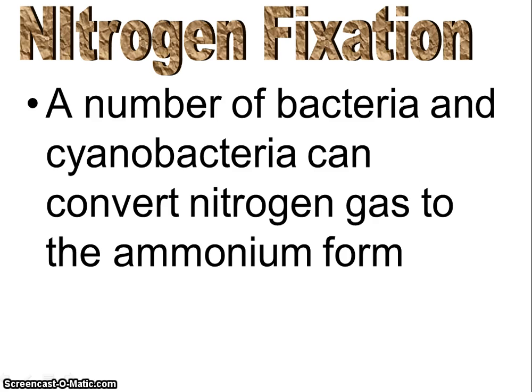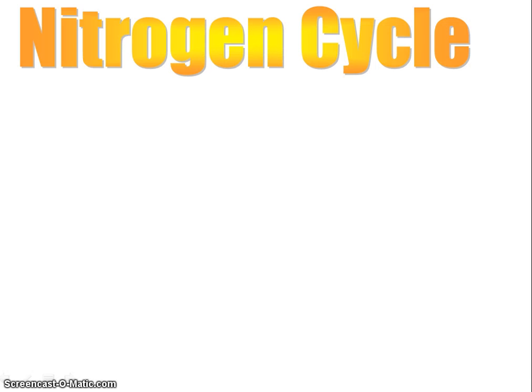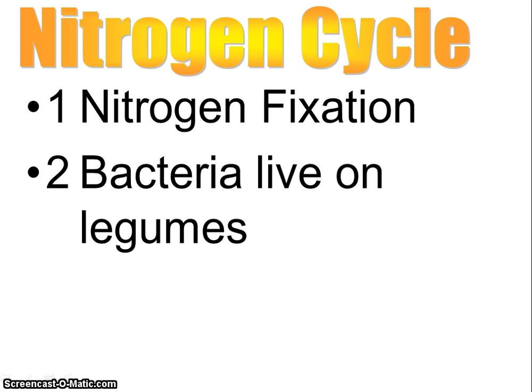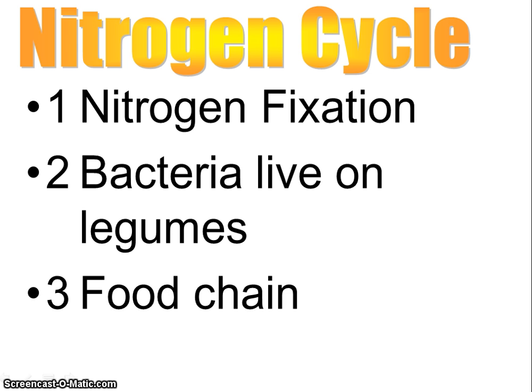There are a number of bacteria and cyanobacteria that can convert the nitrogen gas in the atmosphere to the ammonium form. This is called biological nitrogen fixation. There are about 100 to 200 different species of nitrogen fixers that help convert atmospheric nitrogen gas into ammonia. That is done by the bacteria that live on legumes. Then the plants can absorb it, and it goes through the food chain. Producers are eaten, transferring the nitrogen to consumers, decomposers, and so forth.